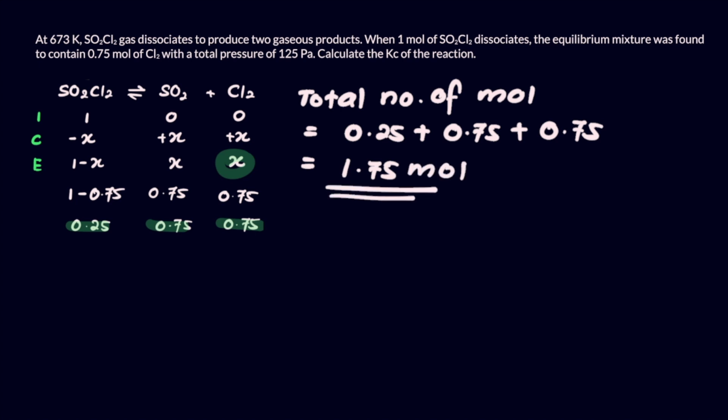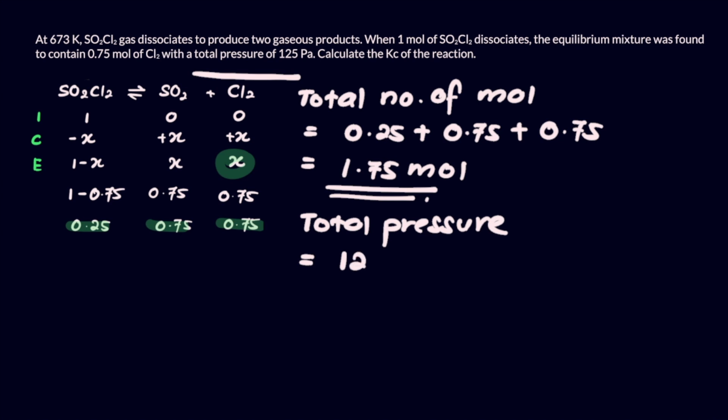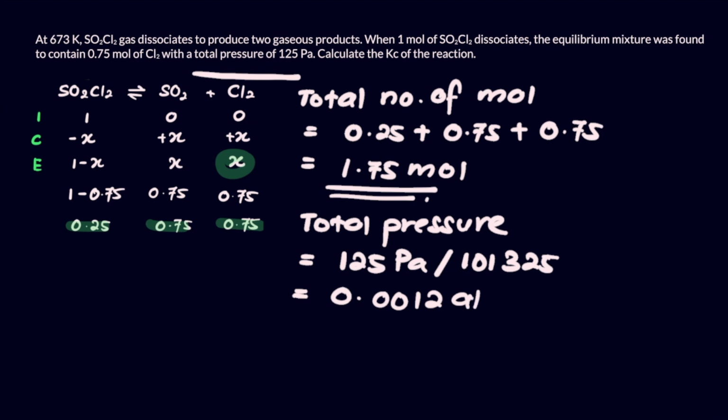Right. So, what else is given in the question is the total pressure. So, the total pressure is equivalent to 135 Pascal. But this one we need to convert into atm. So we divide by 101,325. Therefore, you will get 0.0012 atm. This is the total pressure.